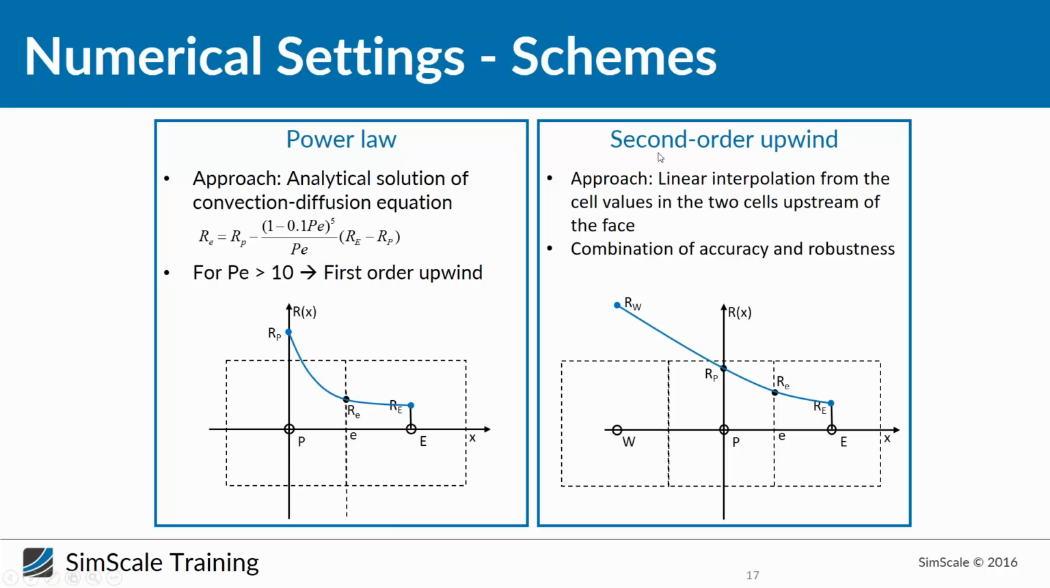And another method is called second order upwind, which I suggest you to use most of the times. And here we use another different approach. Here we do two interpolations. We have 3 cells instead of 2. This one, and this one. And here we do a linear interpolation from RW to RP and from RP to RE. This combines accuracy and robustness, and this is what I would use most of the times. So use this whenever you can, and if you have really stability problems at the beginning, you can also start with first order.